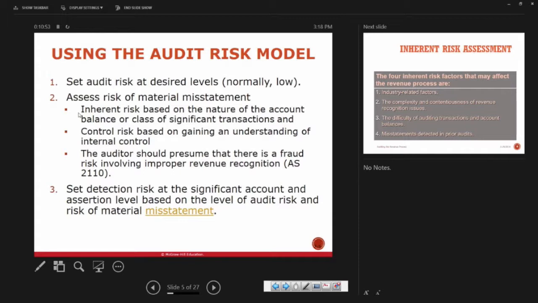So the auditor is going to set their detection risk, right? Inherently, if the risk of material misstatement is high, that would presume that their controls are relaxed. But let's just say they set it at moderate, then they're going to set their detection risk to deal with the fact that the risk of material misstatement is considered to be moderate.